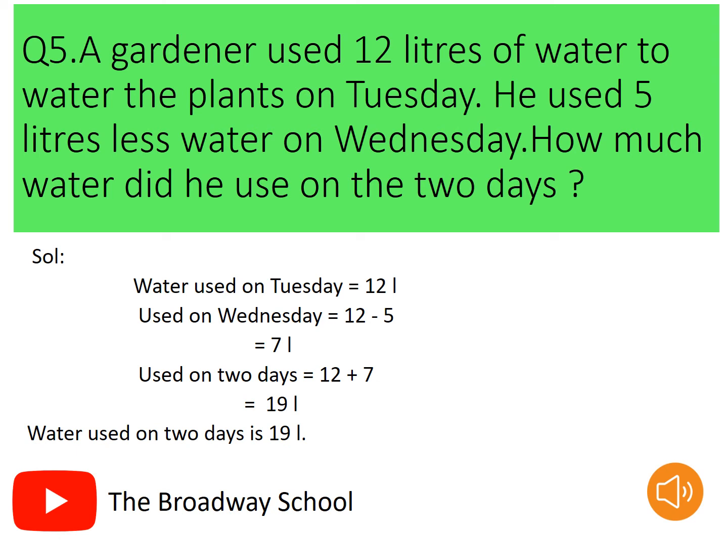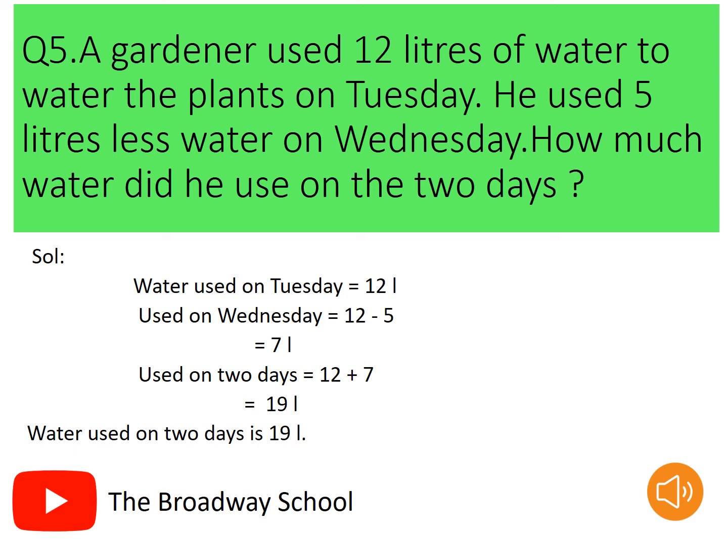So what we will do, this question will be done in 2 parts. First we will find out how much water he used on Wednesday. So write your first statement. Water used on Tuesday is equal to 12 liters. Used on Wednesday, when you subtract 5 from 12, then you will get to know that on Wednesday he used 7 liters of water.